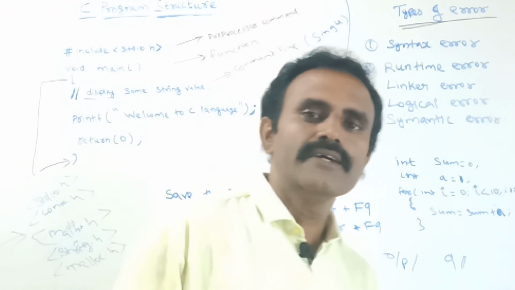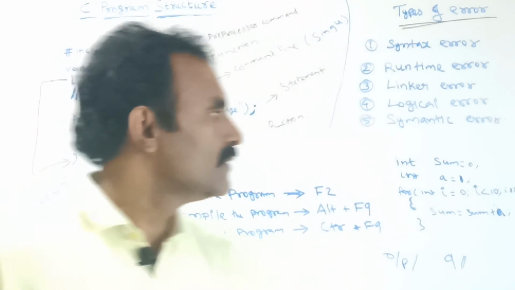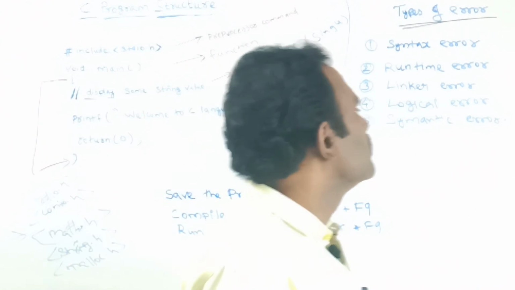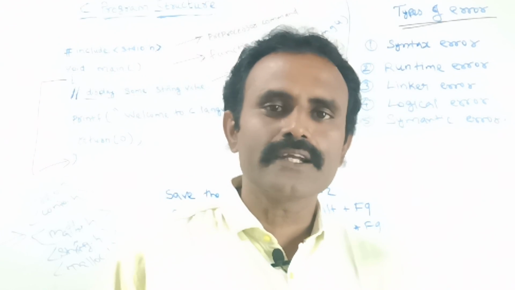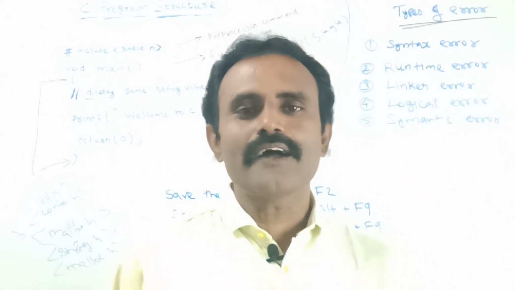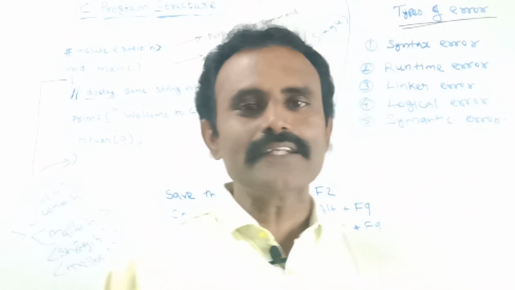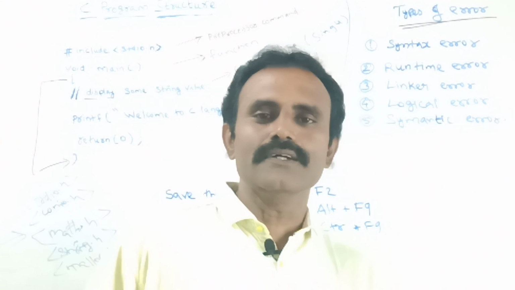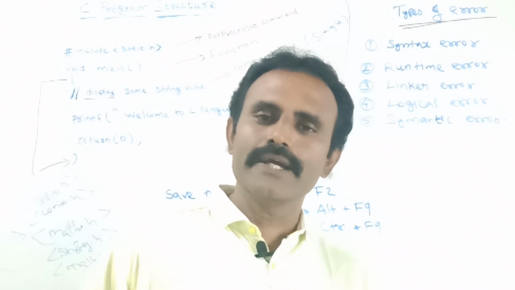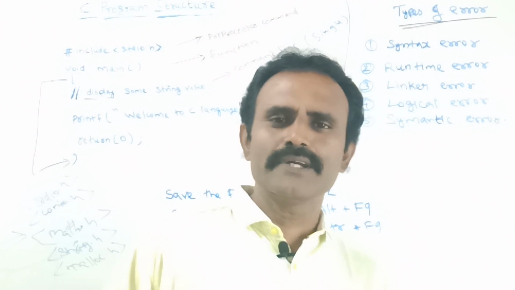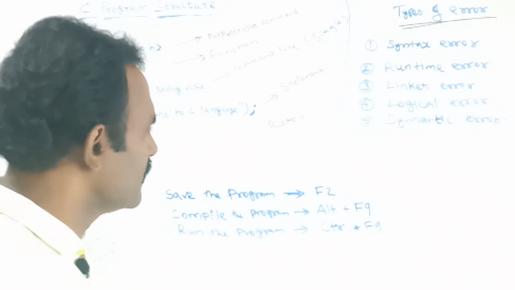Next, let us see about the semantic error. What is a semantic error? A semantic error occurs when the compiler can't understand our code, when the statement is not understood by the compiler. At that time the semantic error occurs. Statement not understood by the compiler means, let us see some examples.